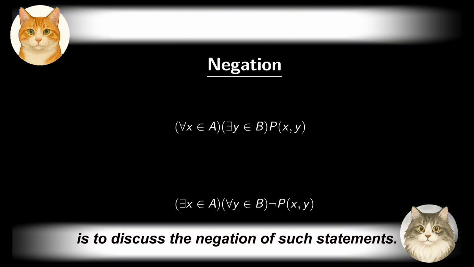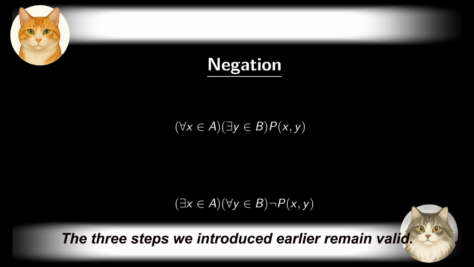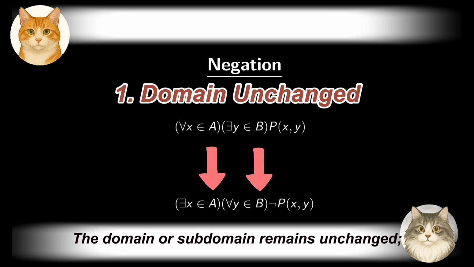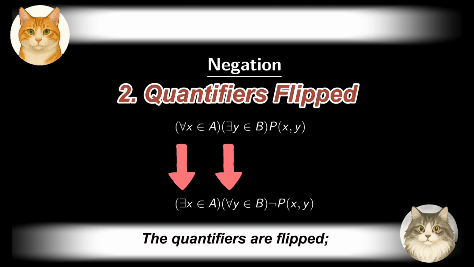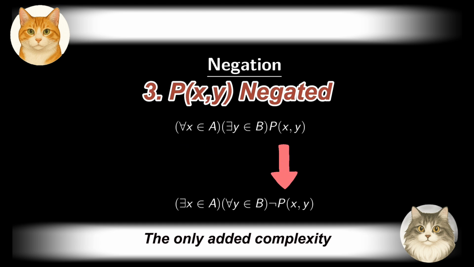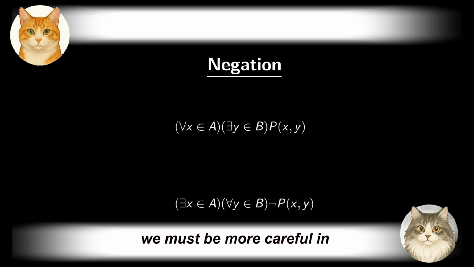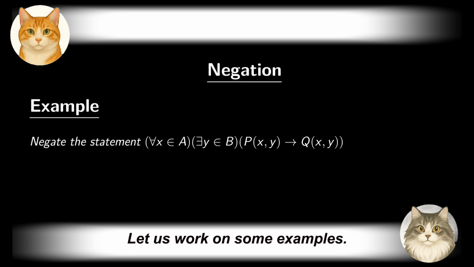Our first task is to discuss the negation of such statements. The three steps we introduced earlier remain valid. The domain or subdomain remains unchanged, the quantifiers are flipped, and the formula is negated. The only added complexity is that we must be more careful in identifying the scope of each operator. Let us work on some examples.